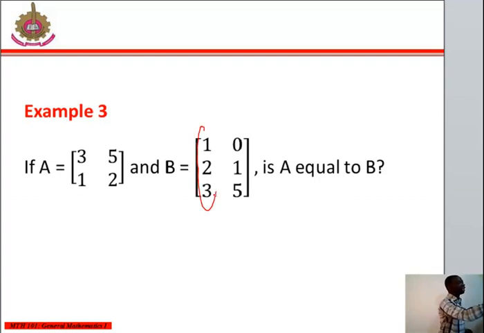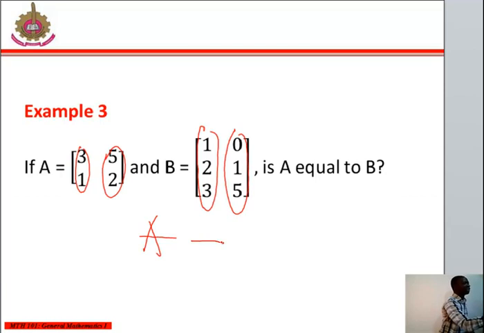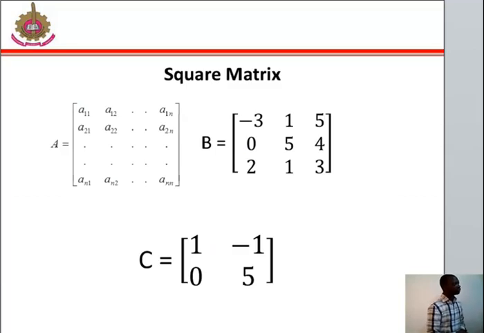As you can see, the number of elements on the first column is 3, whereas this is 2. And on the second column, the number is 3, whereas this is 2. Therefore, A cannot equal B. So it's as simple as that. Let's move on as we talk about square matrices.